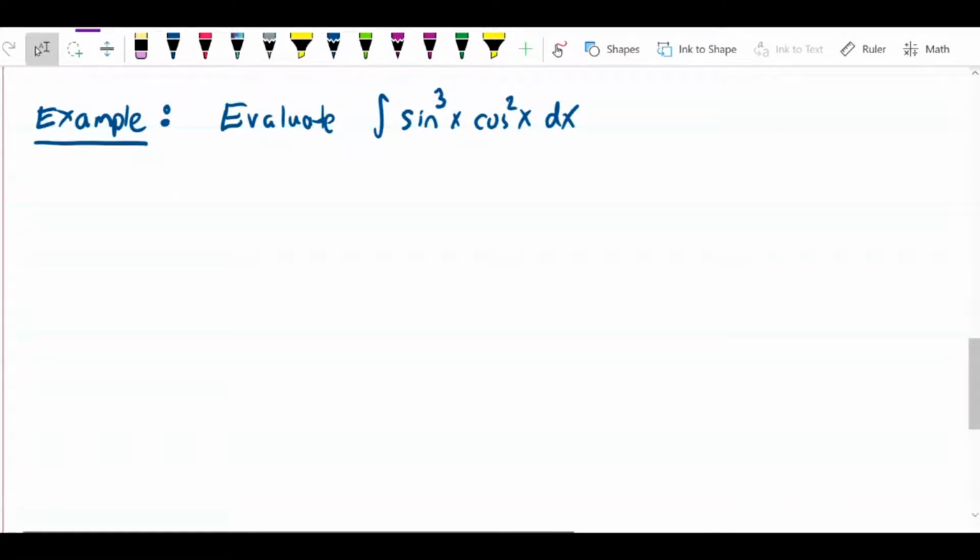So let's just do the first example. This is probably one of the more basic examples that you can do in this type of problem. We're going to evaluate the integral of sine cubed x cosine squared x dx. So this is what we're going to do. We're really going to turn this into a u substitution problem. We're going to use identities to do it.